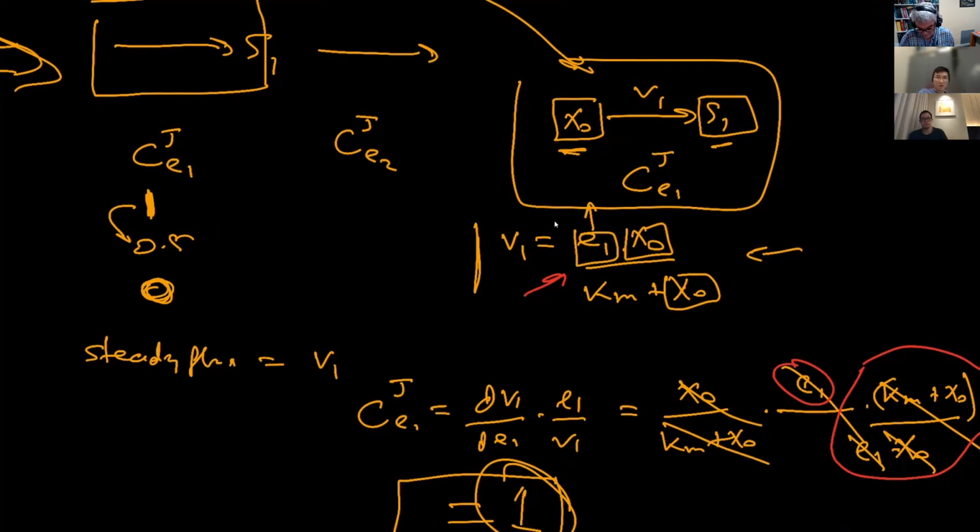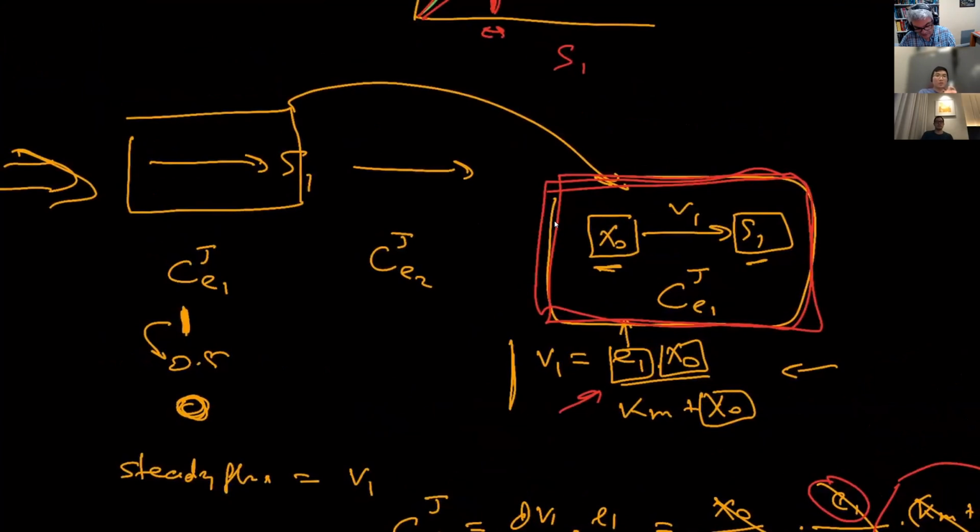And this is only irreversible, right? This is just for a single pathway, single step. I just wanted to show you what the control coefficient was for a single step. Oh yeah, well I took it out. I removed it, and then I fixed x0 and I fixed s1.